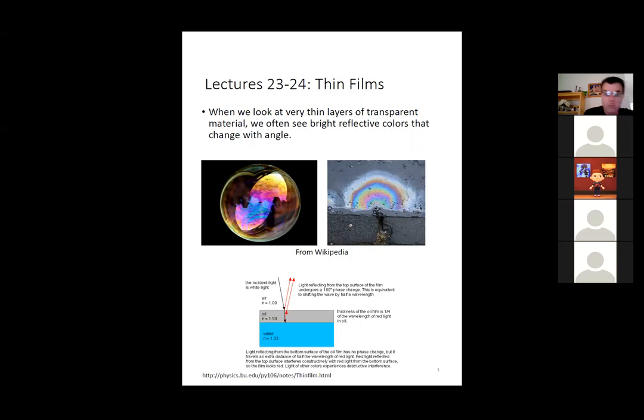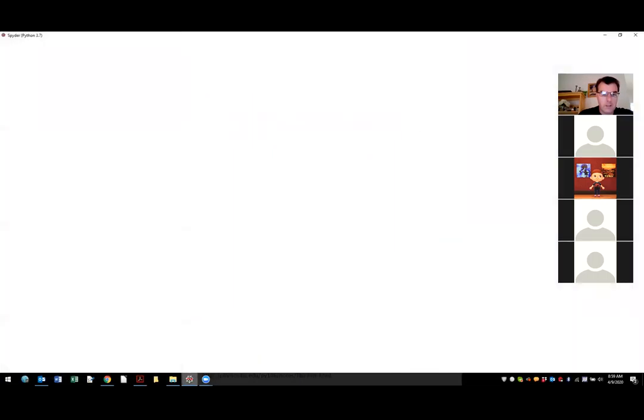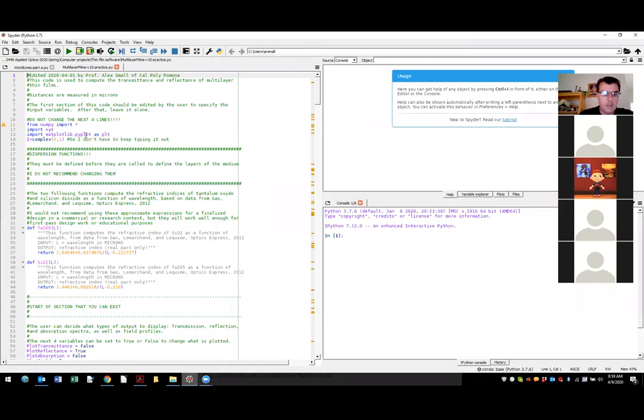Professor Small? In the multi-layer films Python notebook, you've got define TA205, and then it says this function computes the refractive index of silicon dioxide. And then the silicon dioxide one says that it computes the other thing. Okay. So I'm looking at them. You're right. I do have a typo in there.